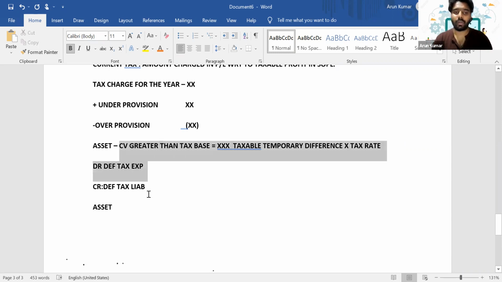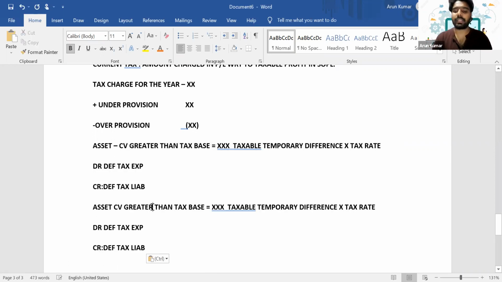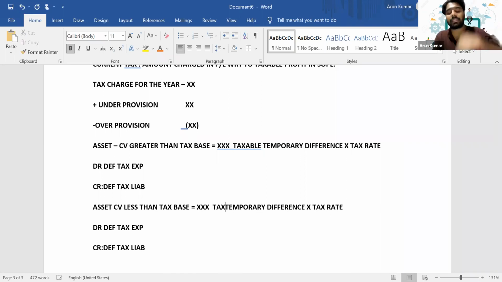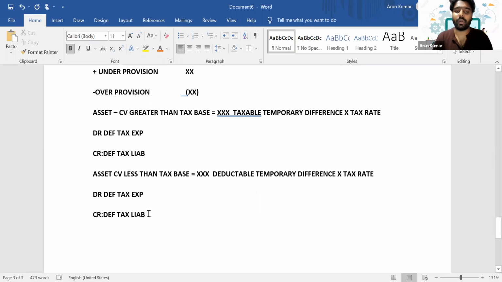Now with respect to the asset, if the carrying amount is less than tax base, we know that if the carrying amount is greater than tax base, it's a taxable temporary difference. But if the carrying amount is less than tax base, then in future you will get some benefit. You don't need to pay higher tax in future. So that difference will be a deductible temporary difference. Deductible temporary difference multiplied by tax rate will lead to deferred tax asset. So in future, you are going to get an asset. So it's a deferred tax asset, and credit will go to deferred tax expense because it will reduce your tax expense.